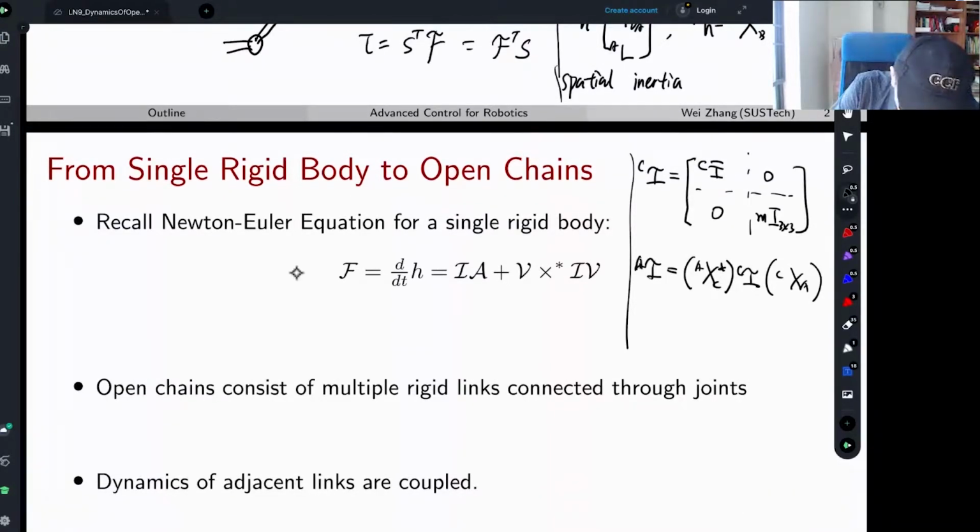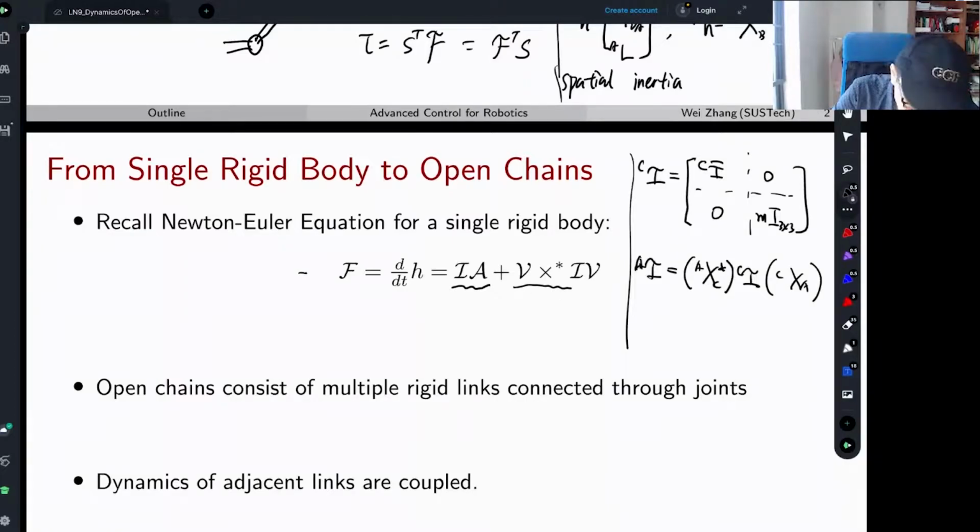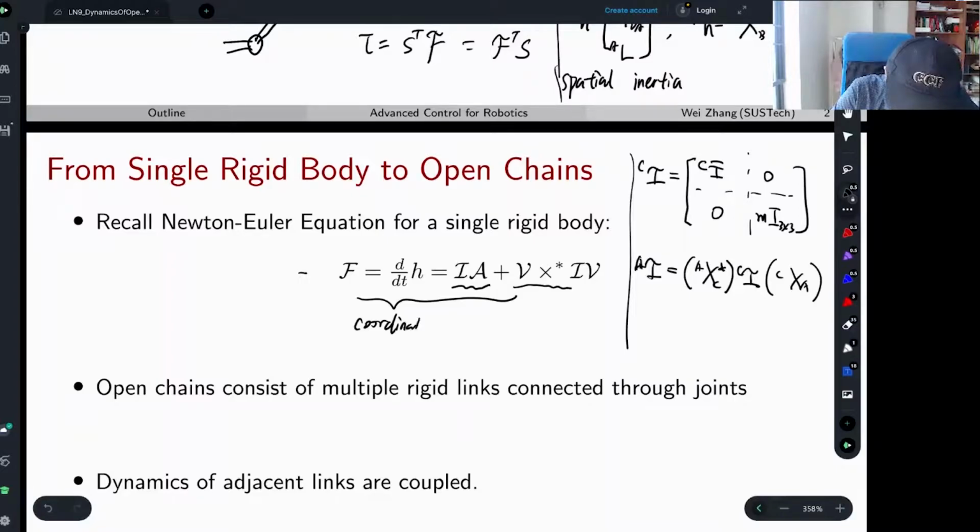Next one is this, right? We introduce the single rigid body Newton-Euler equations. And this one is very simple, right? This term is due to the speed changing. You have acceleration. That's one effect due to the force. And the other effect, this term, is due to the inertia also changing over time. So overall, I have these two terms. And this is coordinate free, right? This is coordinate free. I think everyone should remember this one, coordinate free.